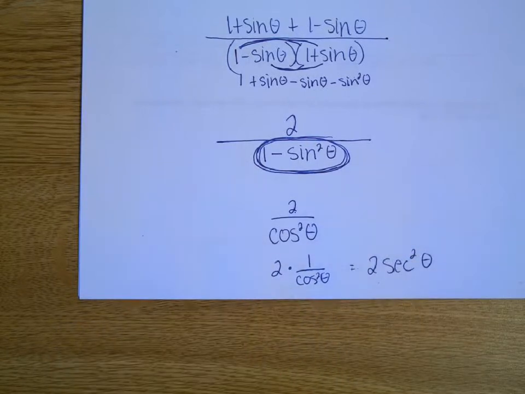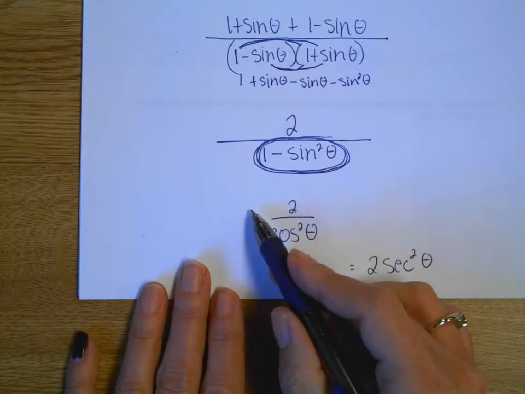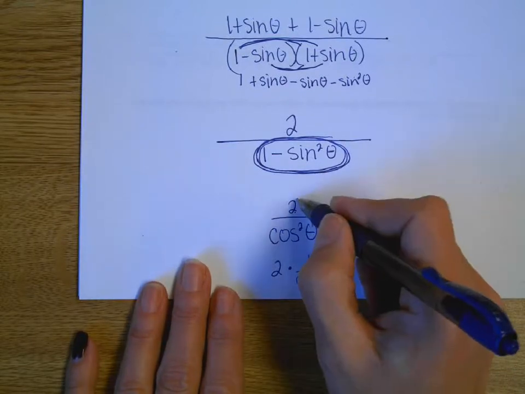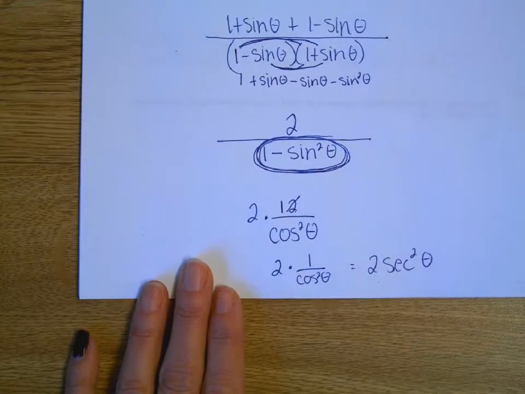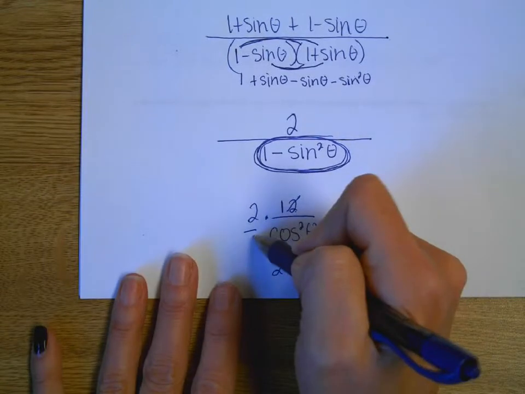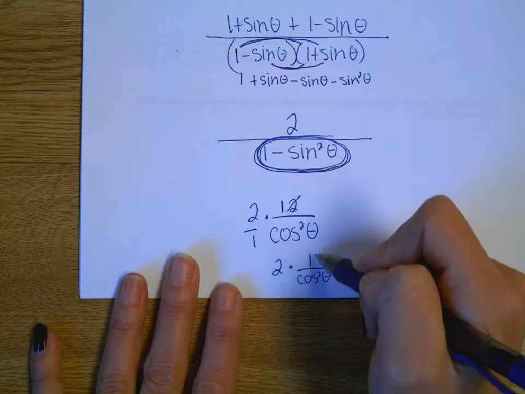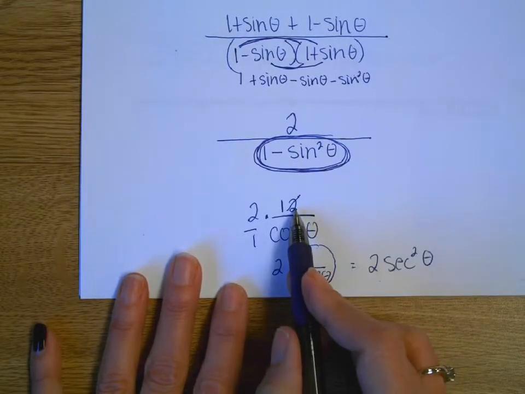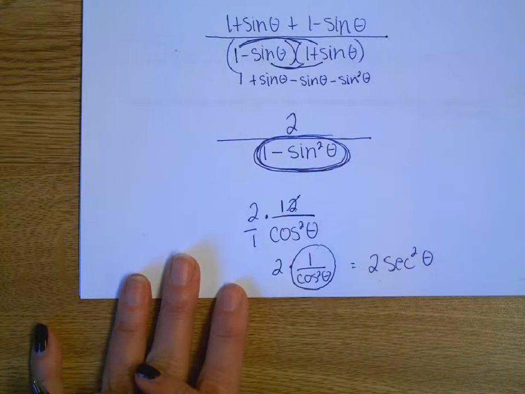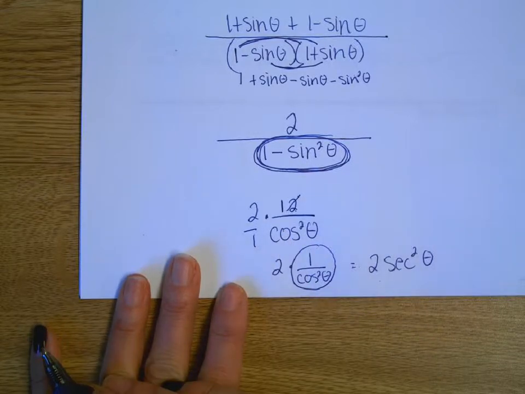Because the 2 is on the top, I'm just going to pull it off, multiplying, and when I do that, I leave a 1 in its place. It's the same thing as I had, just separated out: 2 over 1 times 1 over cosine squared. Because there's a 2 in the problem, I can't throw it away. You've got to carry it along. It doesn't disappear. It's still there, multiplying 2 times the 1 over cosine squared.